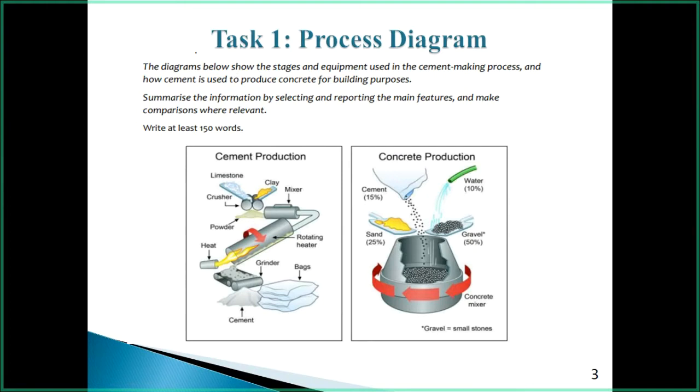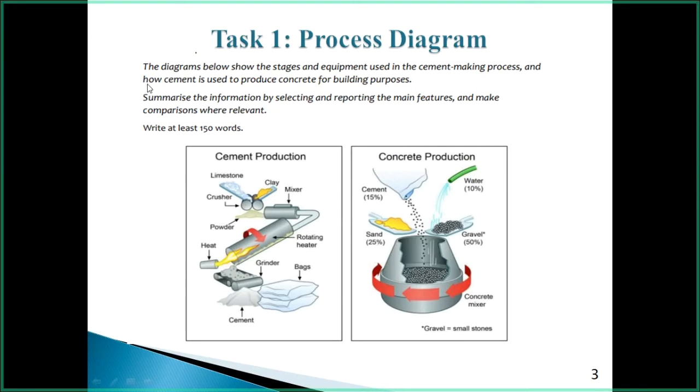The stages: the phases, the steps, or the number of processes. Equipment: apparatus, machinery, devices, and all that. Used: utilized. In the cement making process: in cement production. You can also use the description of the figure as paraphrasing. And how cement is used to produce concrete for building purposes: how it is converted.